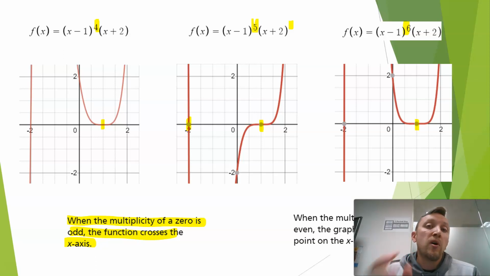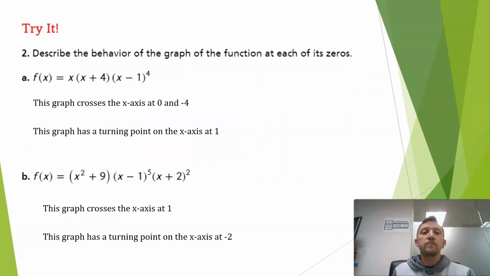Multiplicity is just referring to an exponent for a factor. When we have a multiplicity that's odd, the graph is going to go through that 0. When we have a multiplicity that's even, the graph is going to have a turning point at that 0. So let's look at how we can apply that to these problems.